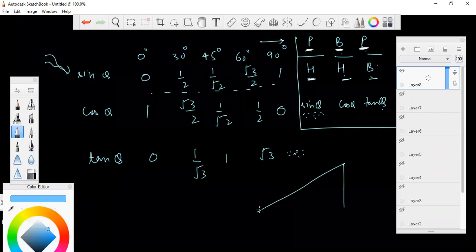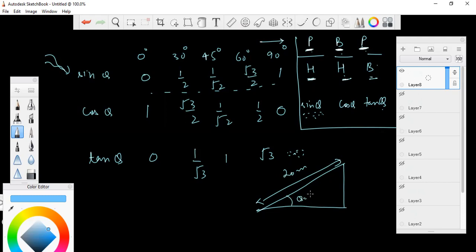Suppose this triangle is given to you, and it is said that this length is 20 meters, and this angle theta is 30 degrees. Using this, I have to find this height and this horizontal distance, X and Y. How do I do this? I told you sine, cos, and tan values. So if I want to write sine theta, look in this triangle and tell me what sine theta is.